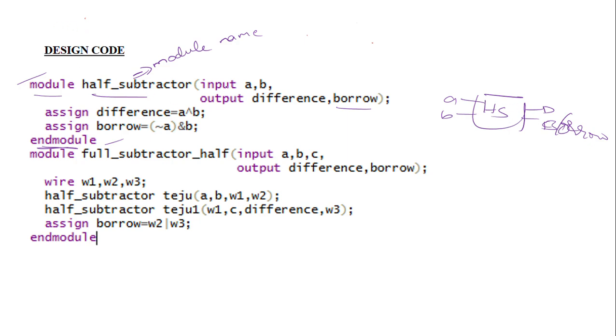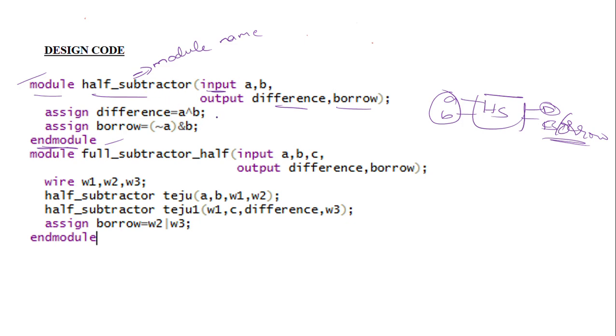So now the inputs are represented with the input keyword, meaning they are the input ports. What are our input ports? A comma B are input ports. What are the output ports of our half subtractor? Difference and borrow are the outputs of the half subtractor. You know the formula of difference and borrow. We already discussed it in previous videos. If you haven't watched, go through that, then it is easy to understand.